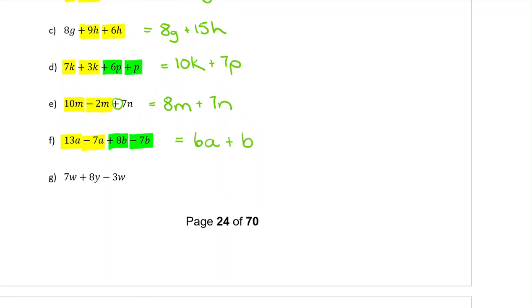All right, G, we have 7w, the y is different, and then there'll be the minus 3w. So I'm jumping that 8y in the middle there. But the yellow ones will go together. So look at the symbol, it's a minus sign. I need to do 7 take away 3, which will be 4w. The 8y needs to sit there separately by itself.